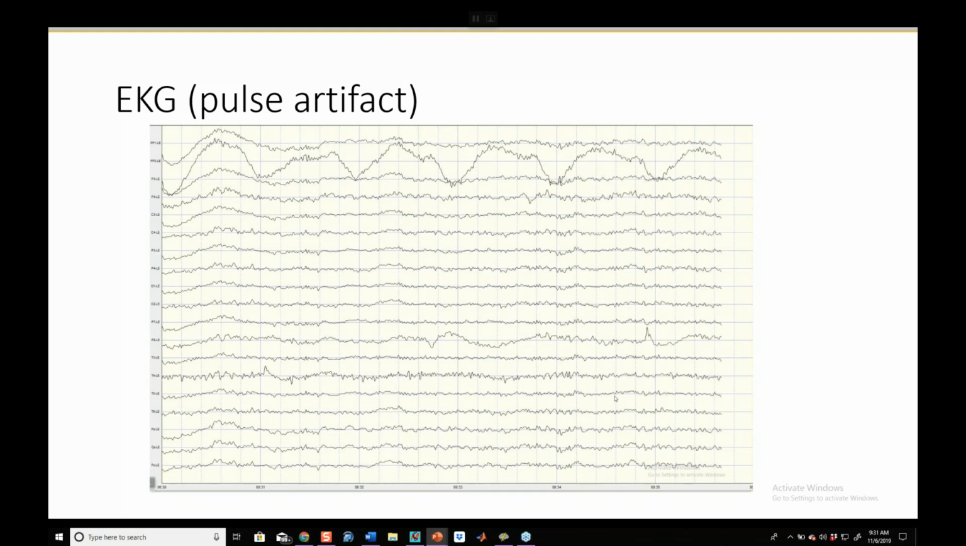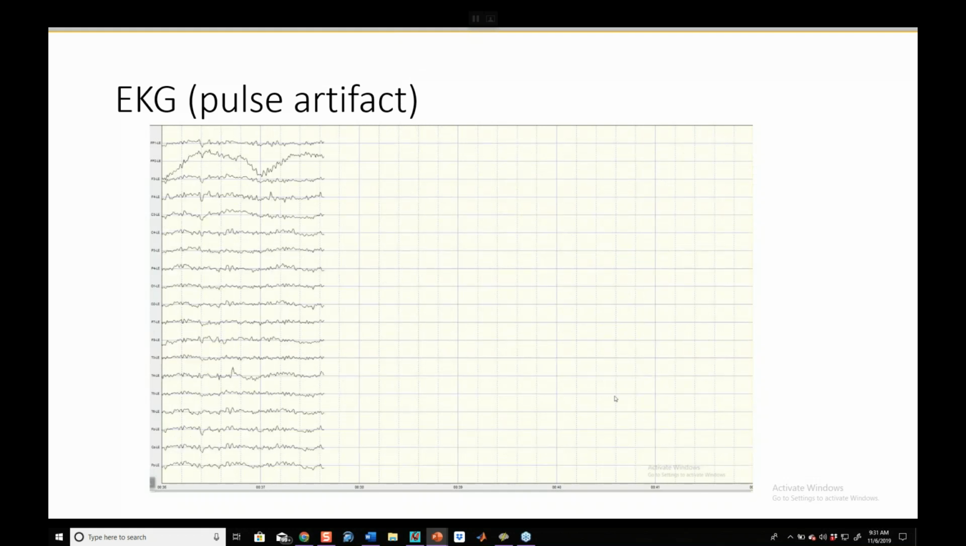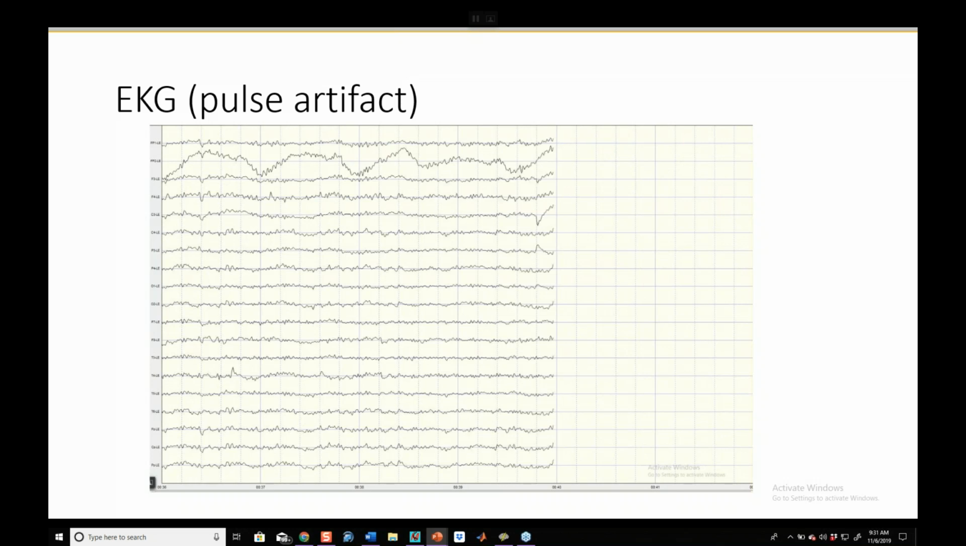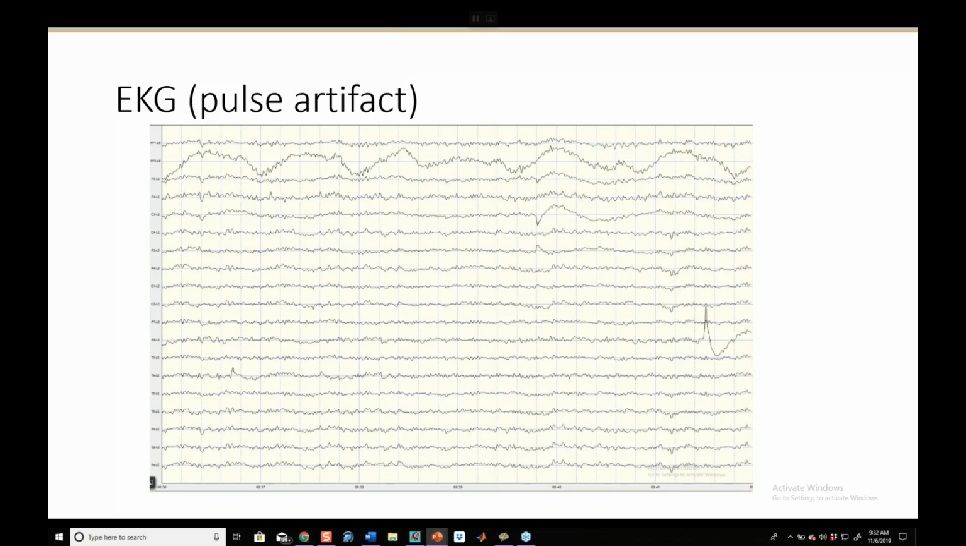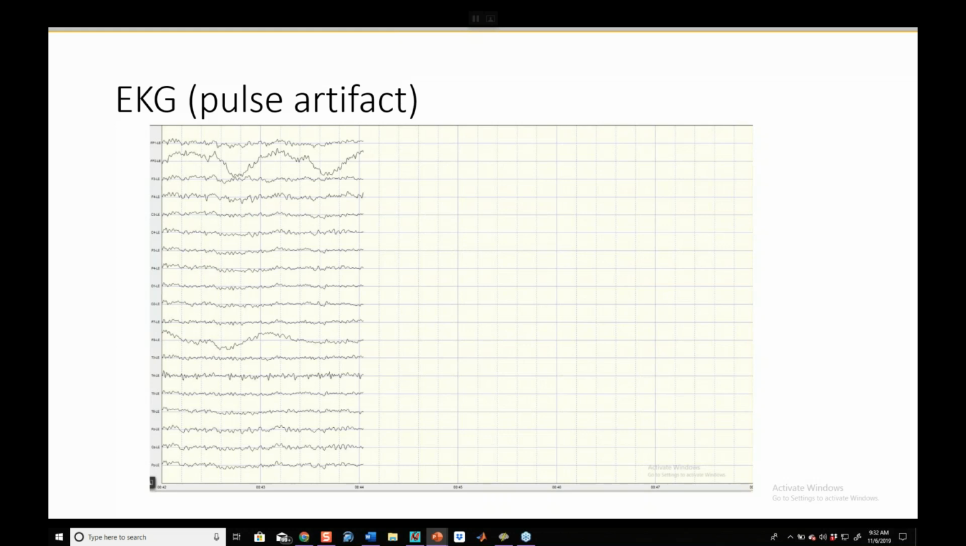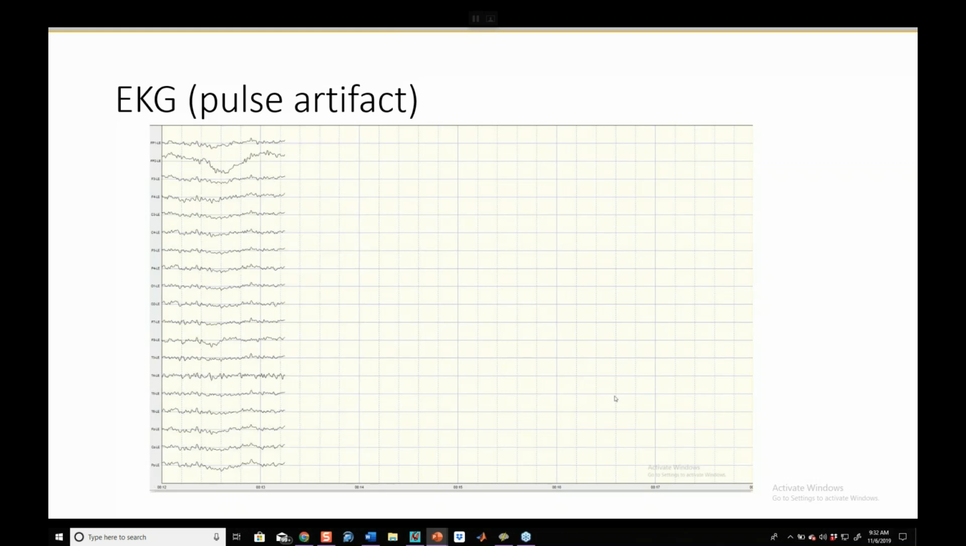Okay, what do you think? FP2? If you thought FP2, bingo, spot on. So what we have is about once a second, boom, boom, boom, boom, boom, a heartbeat, right? You can actually see a little bit of it in F8 too. It's rhythmic, it's slow, it's not real delta, even if it looks like it's 1 hertz, it's a heartbeat.